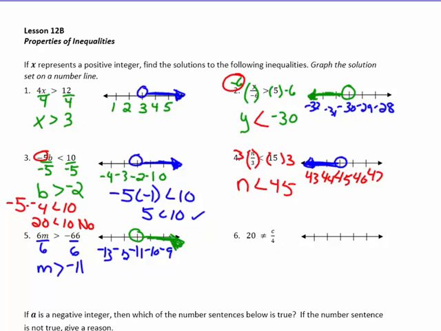For number 6, now here's one where my variable's on the other side, which means that's another thing I have to think about, but this is a not equal to. So I'm going to multiply both sides by 4, which gives me 80 is not equal to C. So put my numbers, 80, 81, 82, 79, 78. Open circle, not equal to means you go both directions, because it can be anything except 80.